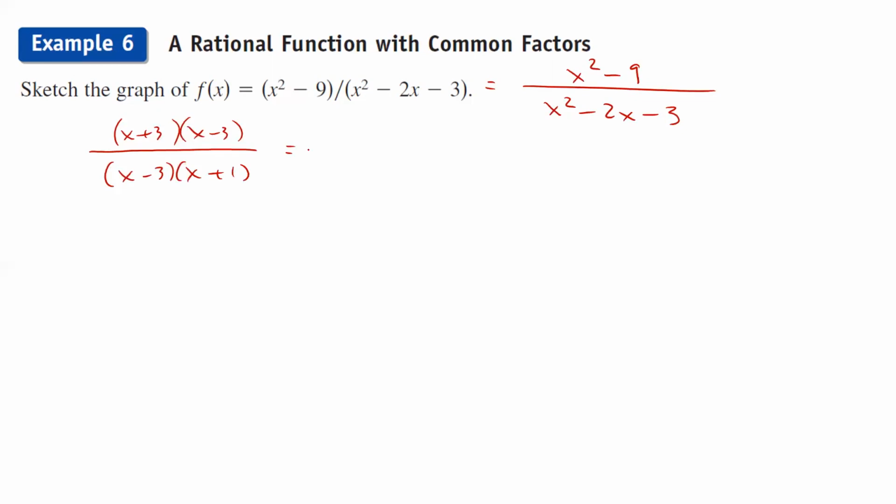X minus 3 is a common factor. So we have ourselves a simplification here of just x plus 3 on top, x plus 1 in the bottom. Here's our little problem. We're good? So as we go through this, let's put our thinking caps on. Let's see what happens here.